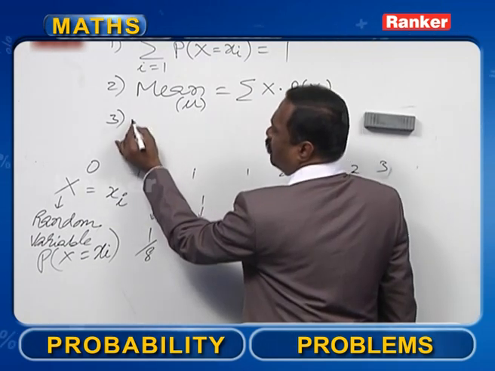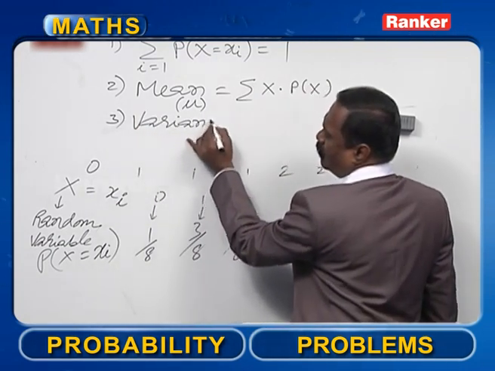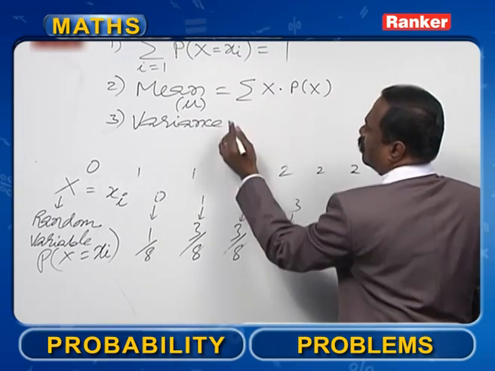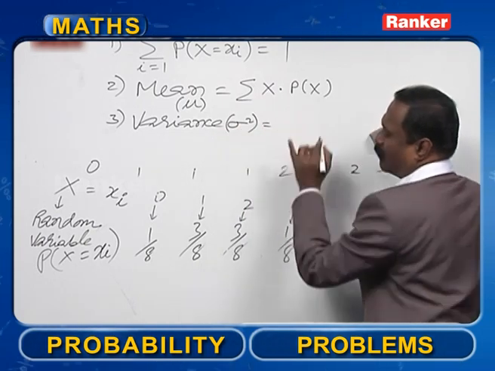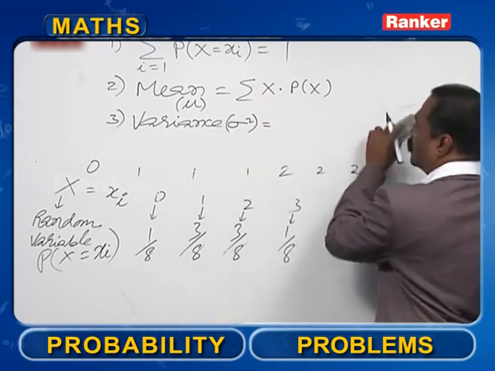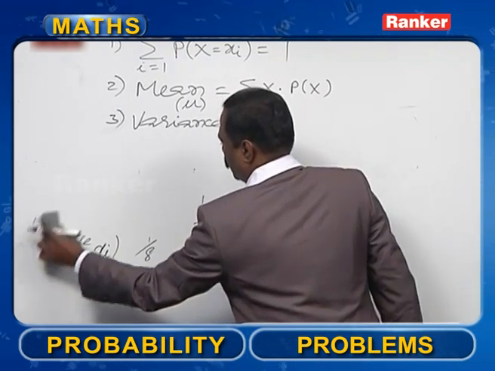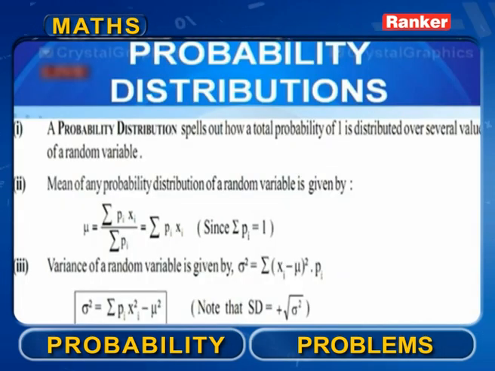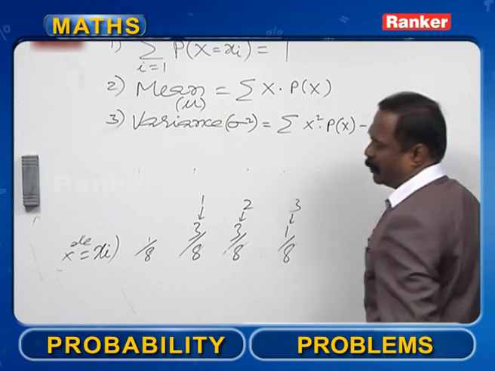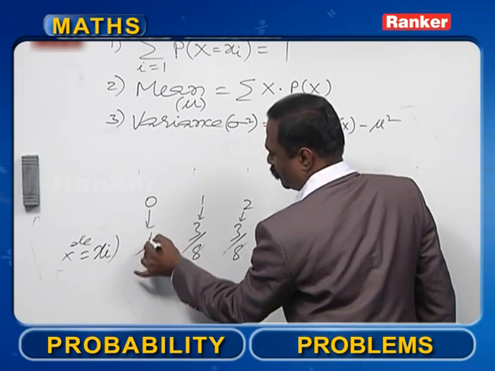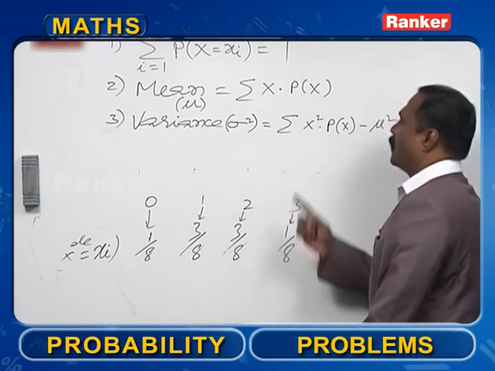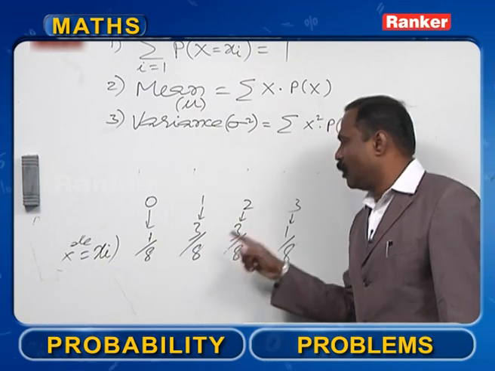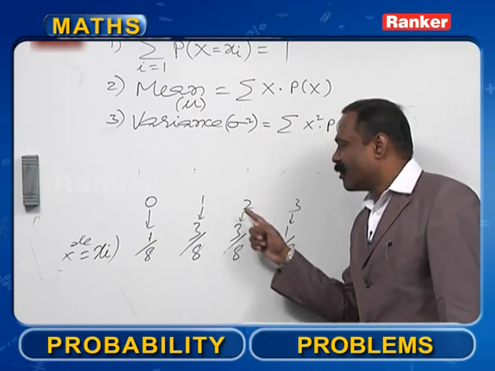is variance, which is generally denoted by sigma square. So, the sigma square you can understand will be like this: sigma x square into P of x minus mu square. I'll show that here. This is 0, 1 by 8. Now, sigma x square means 0 square into 1 by 8, 0 only. This is 1 square into 3 by 8, that is 3 only. 2 square into 3, this is 3.